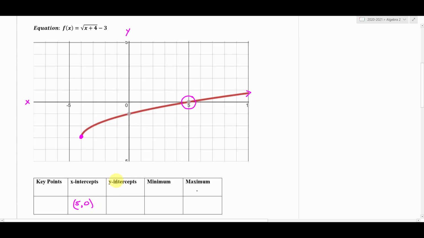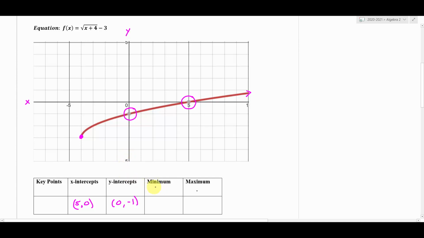All right, so for a y-intercept, we would look for where our function crosses the y-axis. Okay, that's going to happen right here. And again, we want a location, so I have to write an ordered pair for a coordinate. All right, and this one happens at 0, -1. Okay, so now we have our y-intercept.